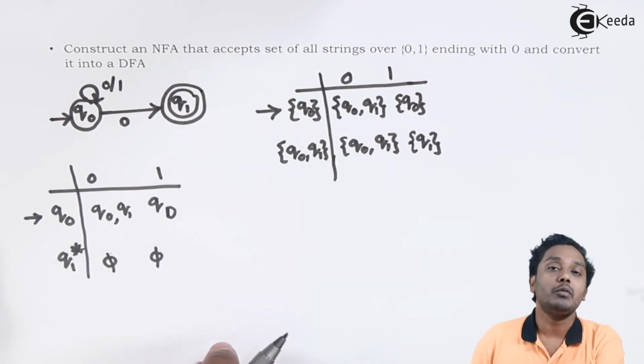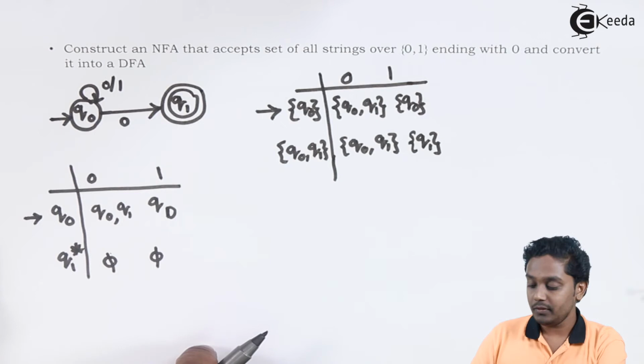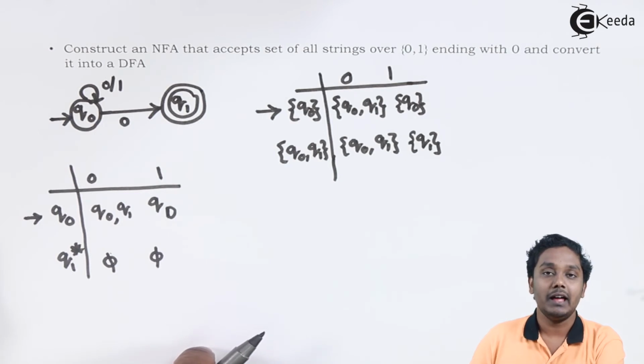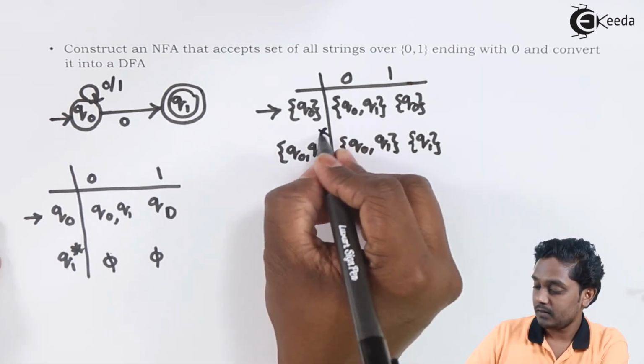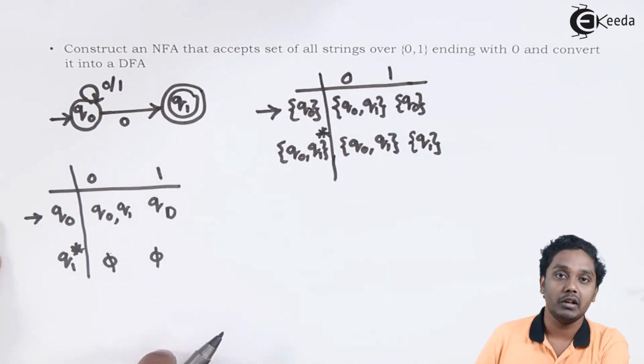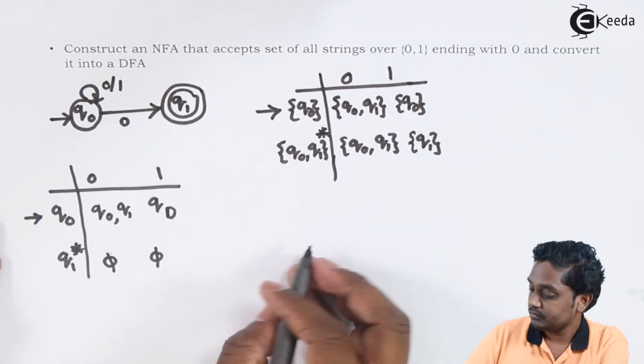Now we have to mark the final state. In the NFA, we know that Q1 is the final state, and the only state which contains Q1 is the combined state Q0, Q1, which will be our final state in the given DFA. Let us try to draw the DFA for the given table.